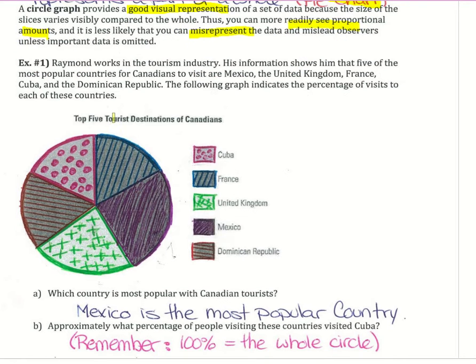If we take a look at this example, there's the title: Top 5 tour destinations of Canadians. And you can see here a nice legend. It tells you what each of these parts is representing. So it's really important to label. A legend is great. Sometimes people will label right on the piece of pie that's making up their graph.